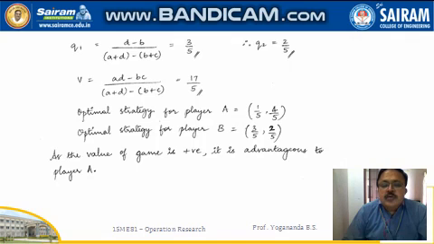4 by 5. Similarly, q is the probability that player B goes for his first column, and 1 minus q is the probability that he will go for his second column. So here the value of the game is also calculated. As we said, if the value of the game is plus, we say that it is favorable to player A. If it is minus, it is favorable to player B.